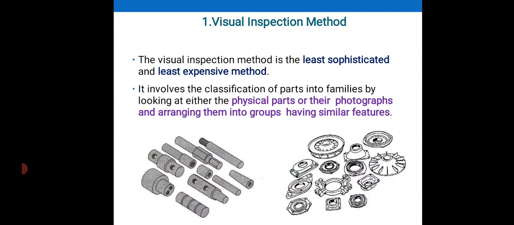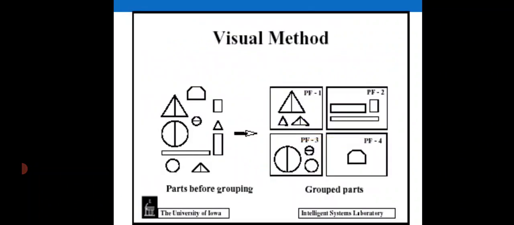You can see in figure one, they are all products having the drilling operation. So based on the operation, the products are grouped. The second figure shows the material; based on material they are grouped. So we are grouping based on manufacturing activity. Like that, we visually look at parts, photos of parts or drawings of parts, and arrange them in similar groups. This is the visual inspection method.